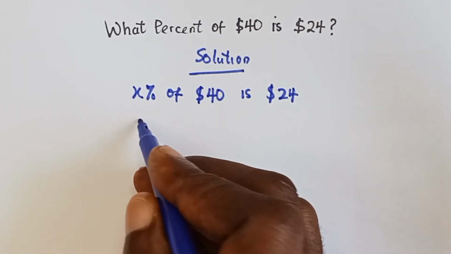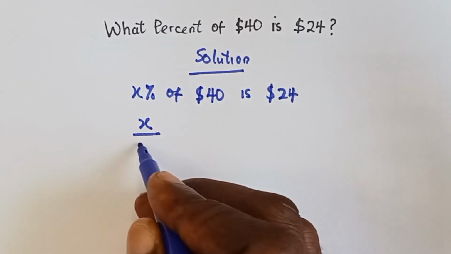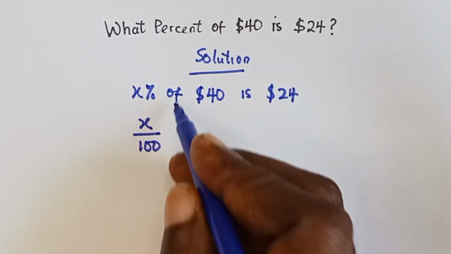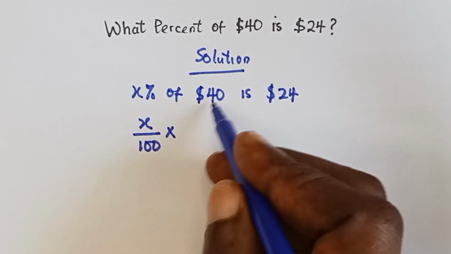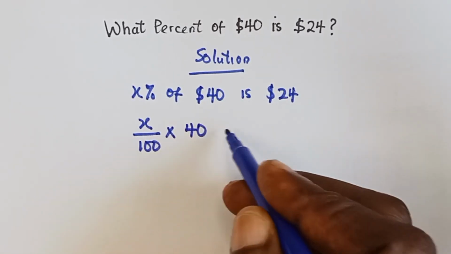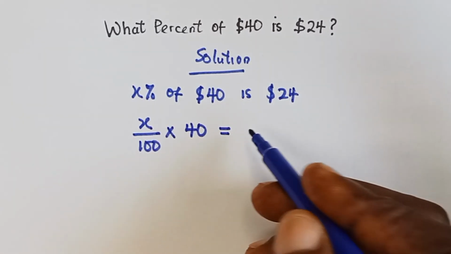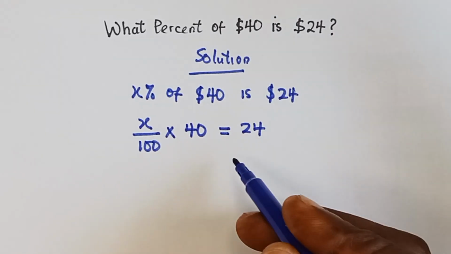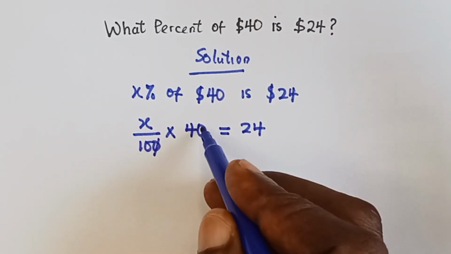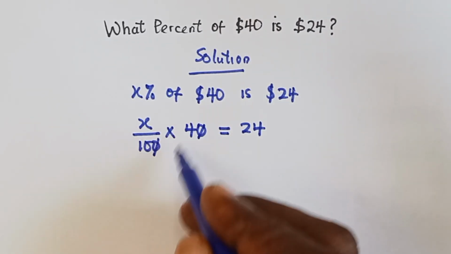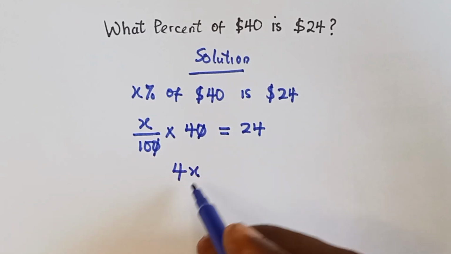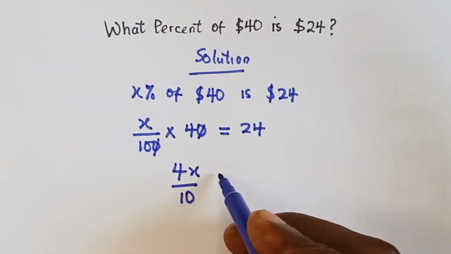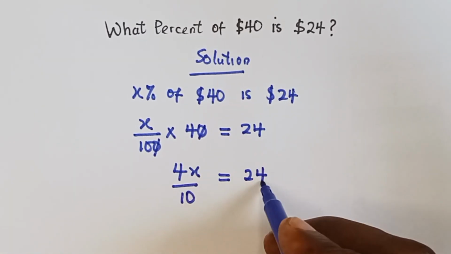Okay, then I'm going to write this mathematically. All right, what is X percent? Okay, that is X over 100. What is "of"? "Of" is multiplication, then $40, that is equals to 24. Okay, so 0 cancels 0, then we have X times 4. This gives us 4X over 10 equals to 24.